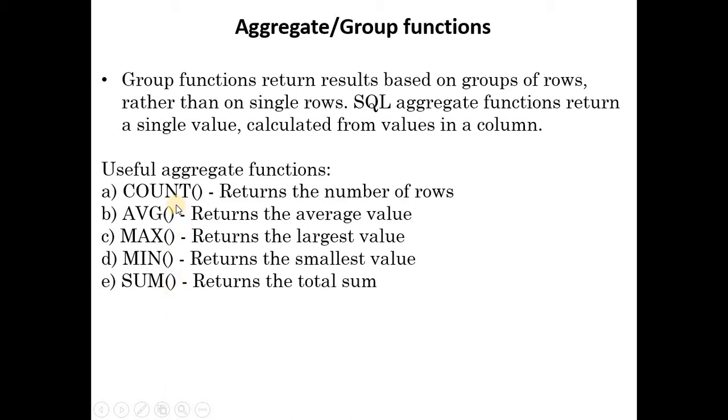Right? As the name suggests, count will return the number of rows available in the result set. Average returns the average value. Max returns the largest value. Min returns the smallest value. Sum returns the total sum. We'll see each of them in detail.